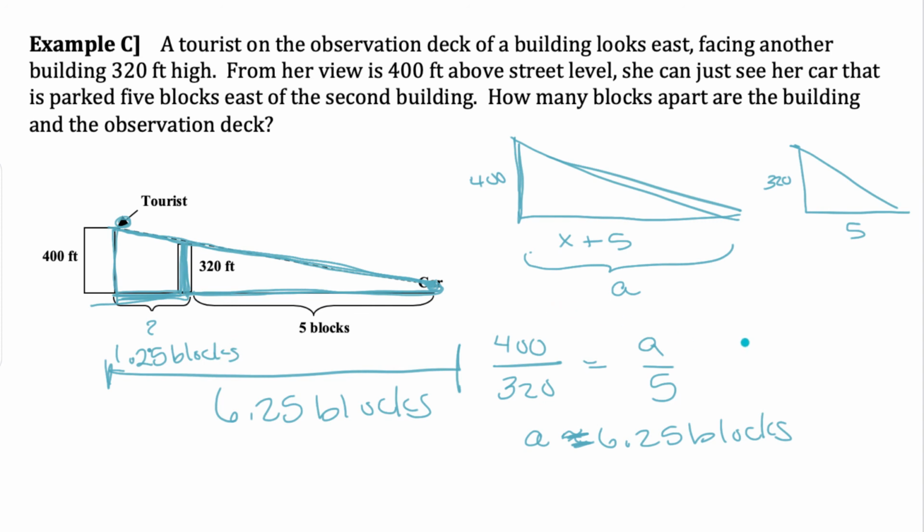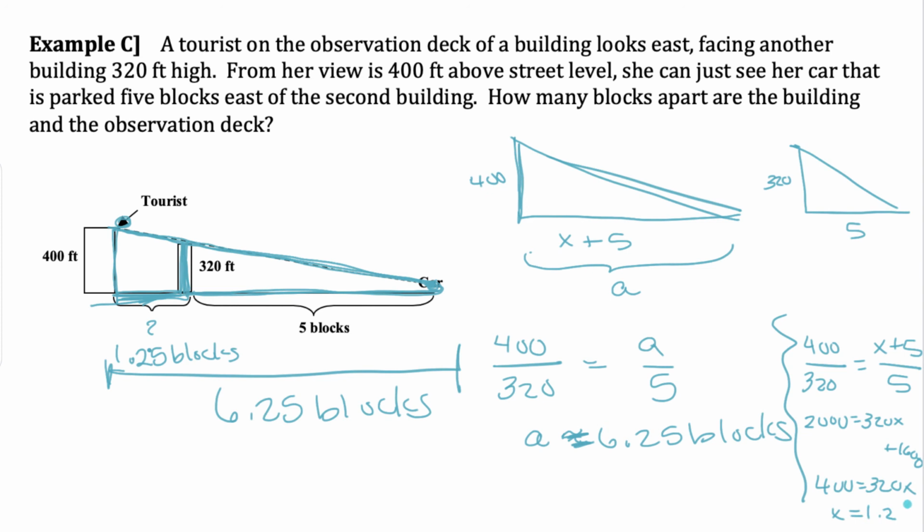And again, just to clarify, if I had decided instead of using a to use x plus 5, then my variable just represents something different. My variable actually represents this little piece here that I was looking for. So I could do it that way if I'd like to, if I'm comfortable doing it that way, right? And I get 2,000 equals 320x plus 1,600, right? So 400 equals 320x, and then when I divide 400 by 320, I get that 1.25.